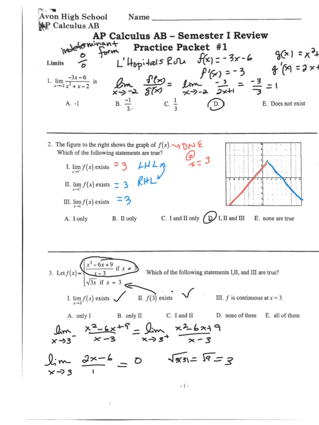But it's not continuous, because the definition of continuity is that the limit as x approaches 3 of f of x would have to literally equal f of 3. But they don't equal one another. The limit equals 0, f of 3 equals 3. So the answer would be 1 and 2 only.